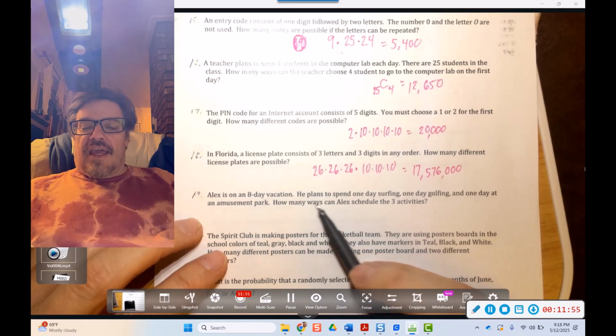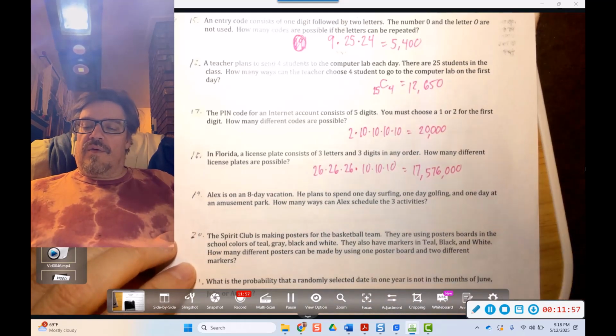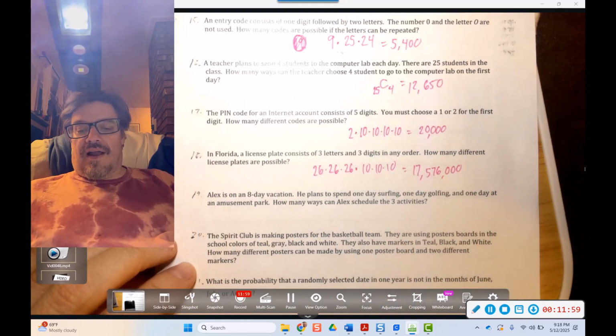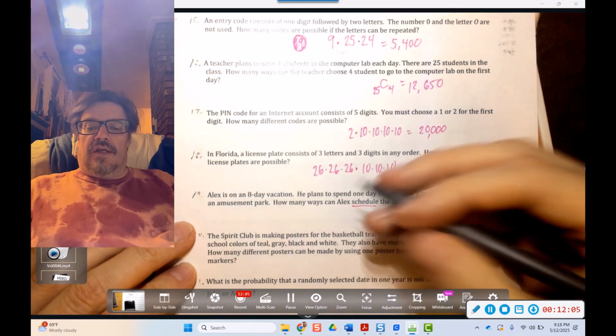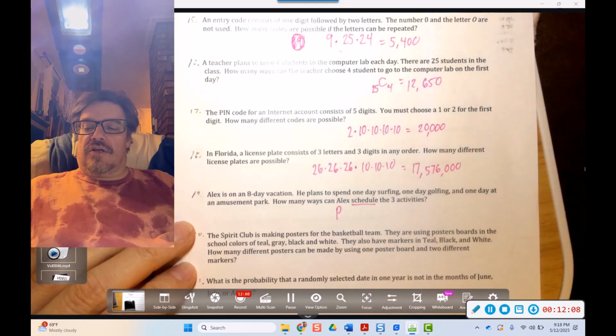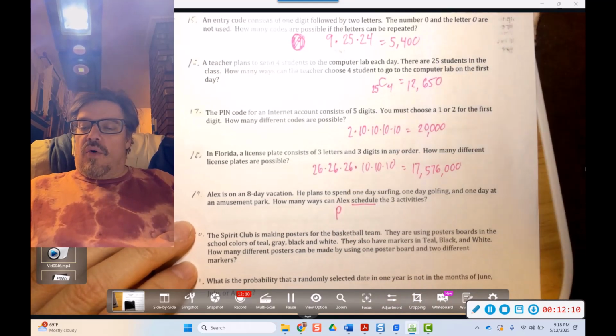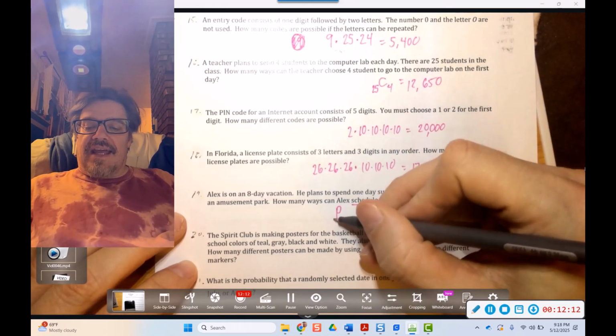Alex is on an 8-day vacation. He plans to spend 1 day surfing, 1 day golfing, 1 day at the amusement park. How many ways can Alex schedule the 3 activities? Now, scheduling, order is important. So this is a permutation. And he's got 8 days.